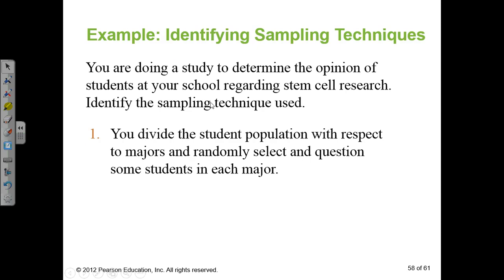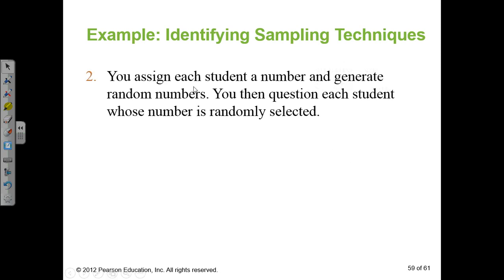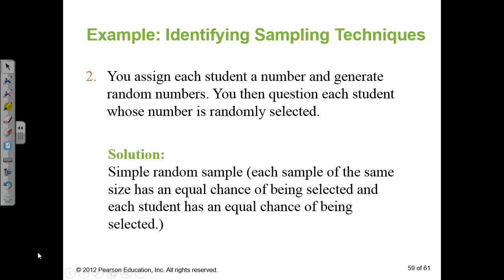So for example, let's decide which sampling technique was used. You divide the student population into majors and randomly select some from every major. That's stratified. You assign each student a number, generate random numbers, and then you question each student whose number is randomly selected. There were no blocking techniques done. That is just a simple random sample.